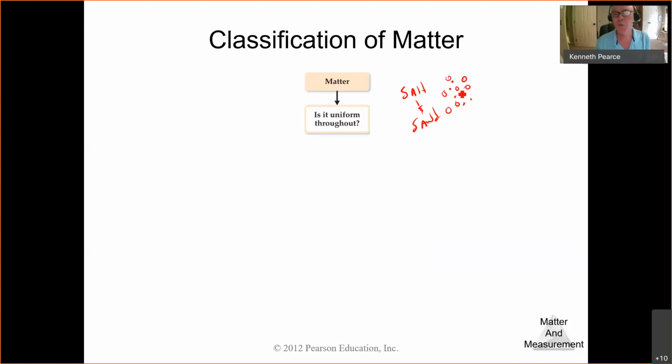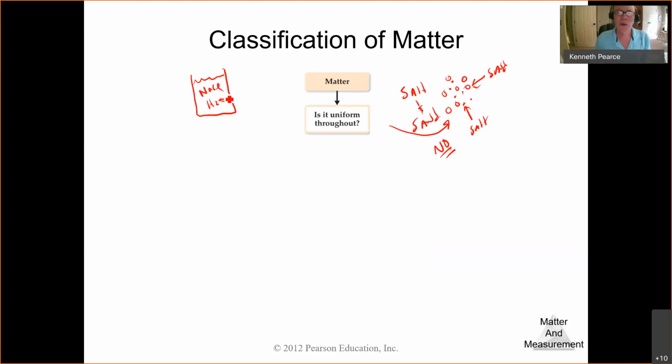Now, is that uniform throughout? Well, it all depends. If it's uniform throughout, then it would be the same thing all the way through. Okay, and that's not the same thing. These are little salt crystals, and these are little sand crystals, and the answer is no. That would be no. Okay. Now, what would be uniform throughout? Well, let's say we have salt water.